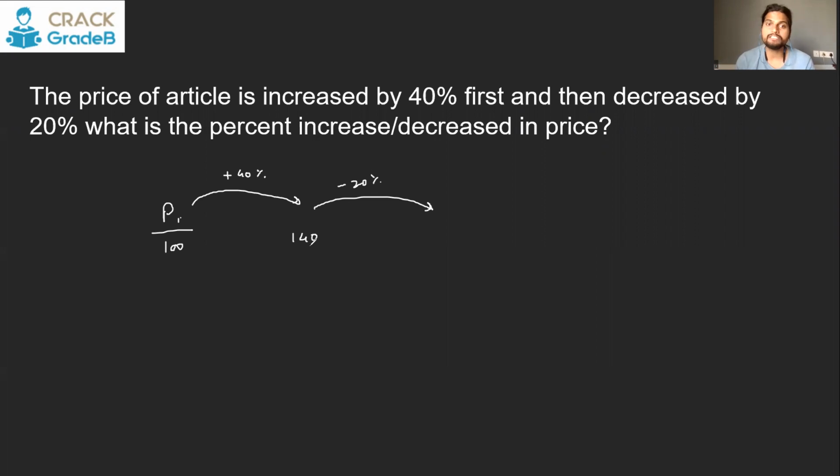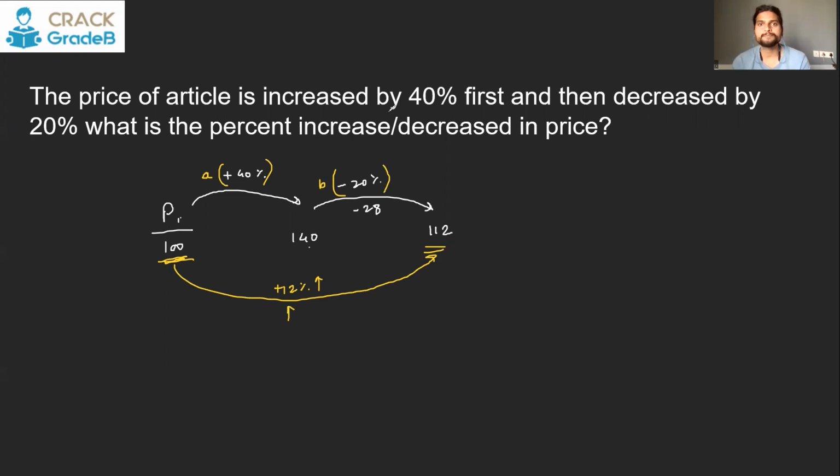So what is 20% of it? 10% will be 14, 20% will be 28, 2 times of it. So if you decrease it with 28, it will now become 112. Resultantly, if 100 rupees is becoming 112, that means there is a 12% increase in the price. Yes, you can use the formula. In the formula, just put A as 40 and B as minus 20, and you can get the answer very, very easily. Let's see one more.